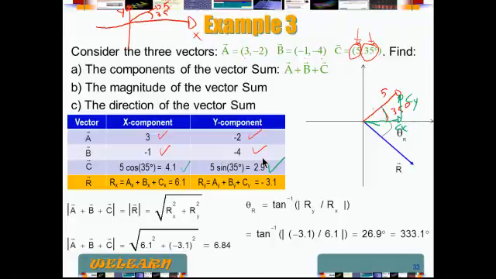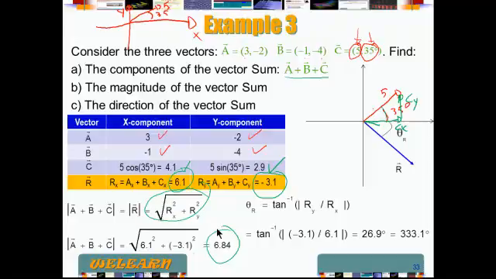Okay, and then we do our sum to get the vector sum. 3 plus minus 1 plus 4.1, we get 6.1. Similarly here, we get minus 3.1. So for vector R, to find the magnitude, we use the Pythagorean theorem. So it's the square root of 6.1 squared plus minus 3.1 squared. So that gives us, in this case, 6.84.